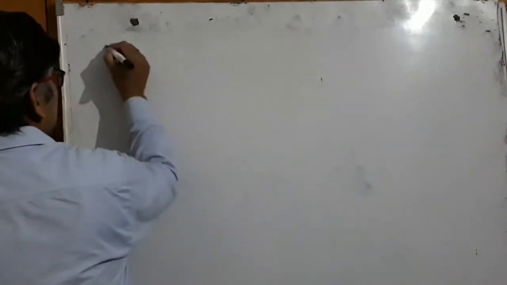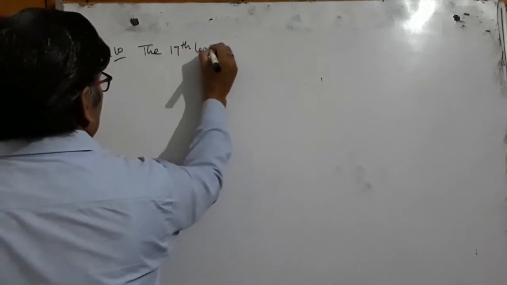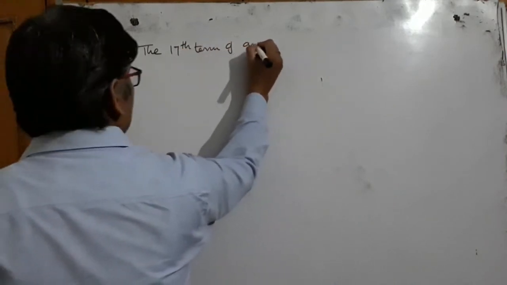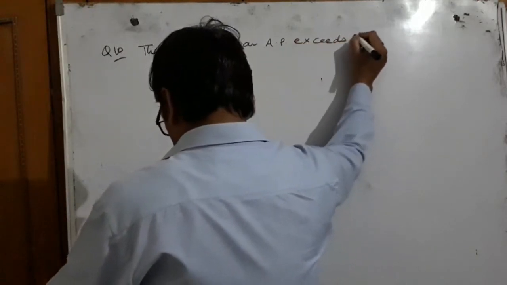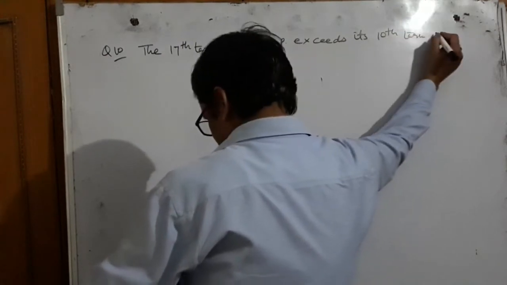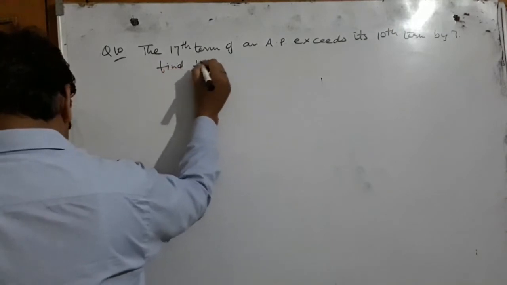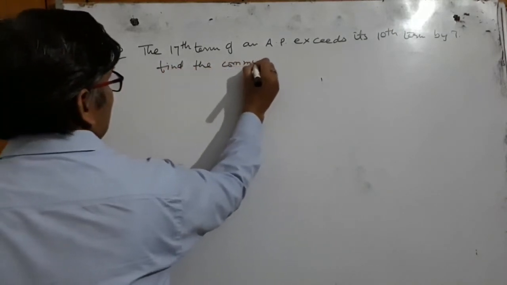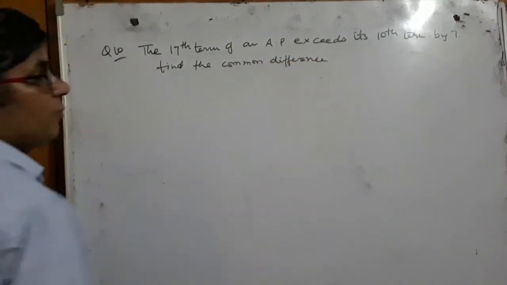Question number 10. The 17th term of an AP exceeds its 10th term by 7. Find the common difference. We have to find the common difference.